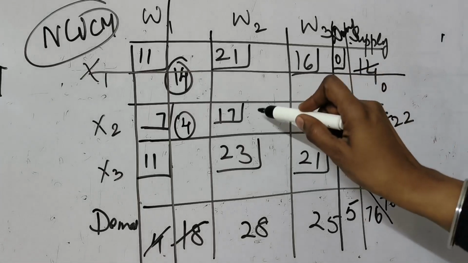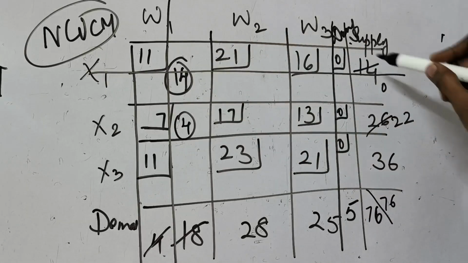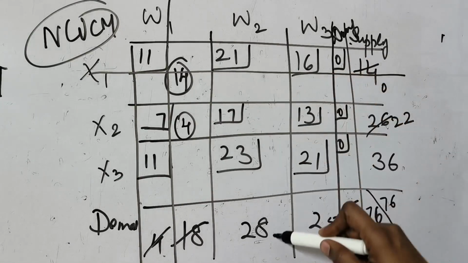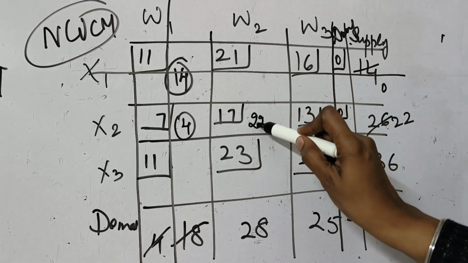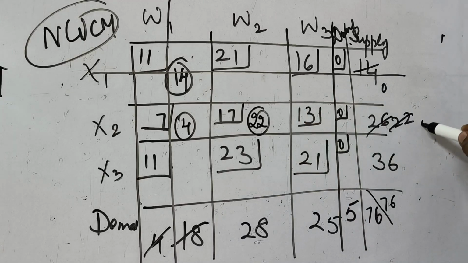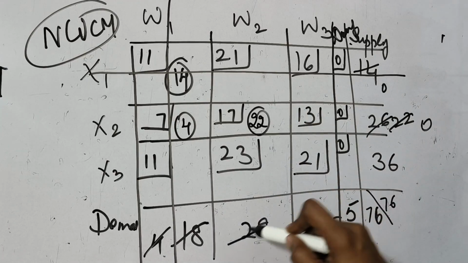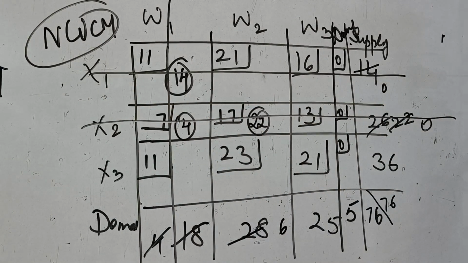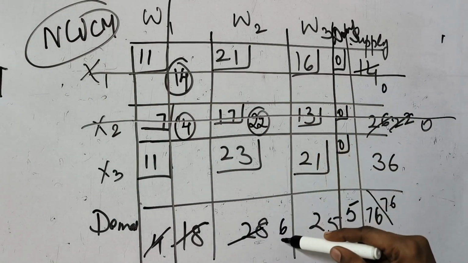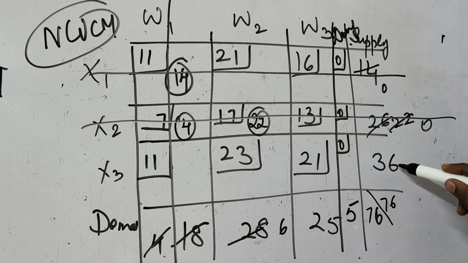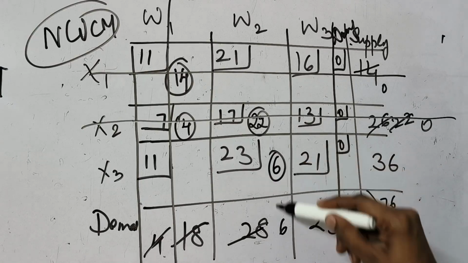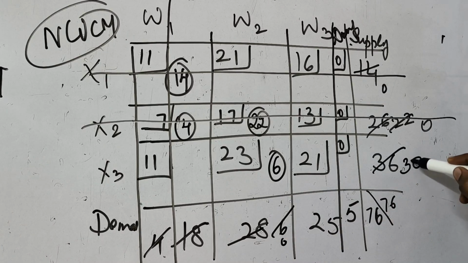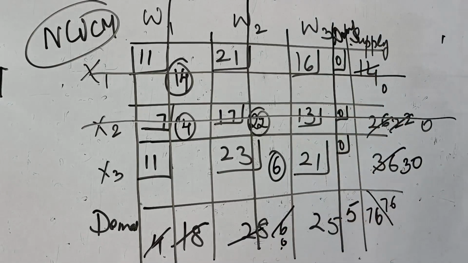Now I will search for my next corner. This is the next corner. This has been deleted, this has been deleted. In front of this, 22 supply, 28 demand. So the minimum is 22. This will become 0, and here 6 will be left. Now with this my row will be deleted. Now this is the corner that is left. In front of this 6, and here it is 36. So 6 can be allotted. This is going to be 0, and this will become 30. So if this has become 0, I will delete this.